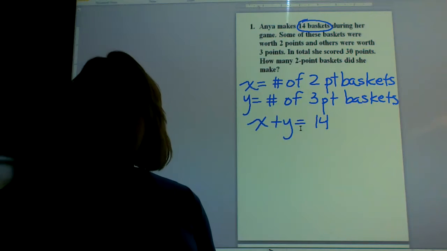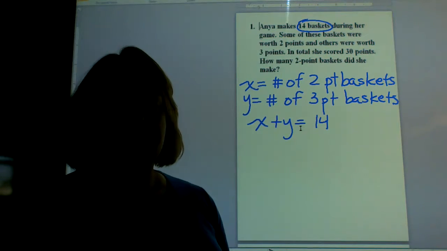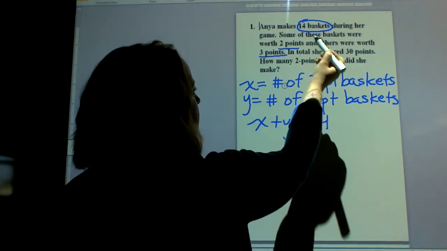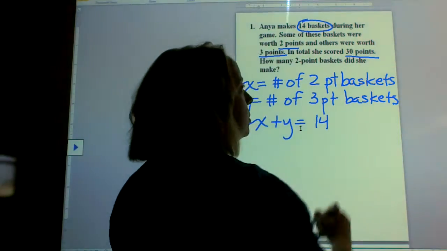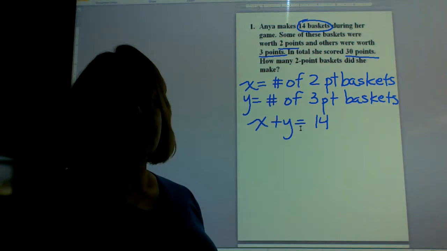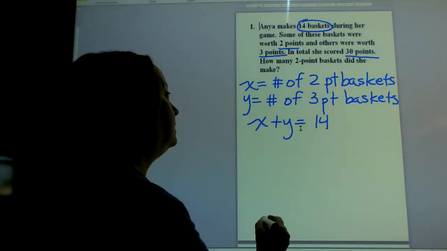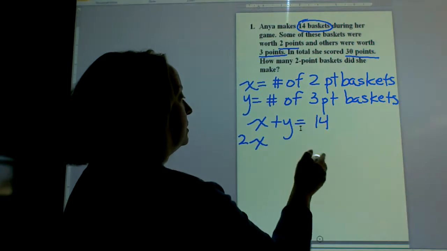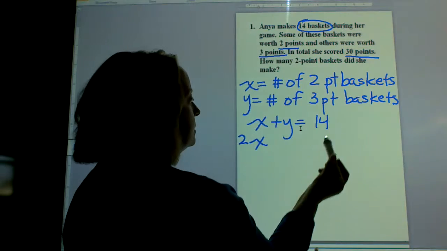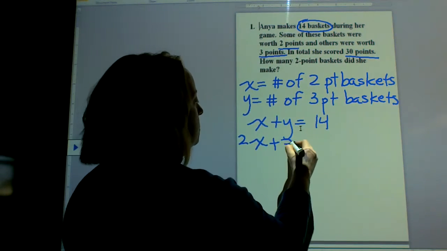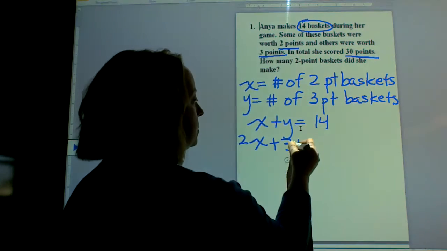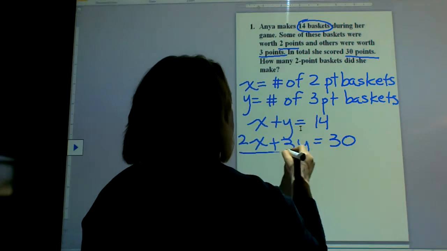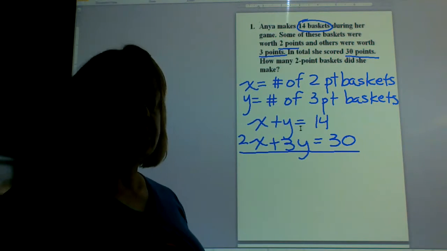So the next one deals with point value. So you have some baskets that are worth 2 points and some worth 3 points. And she scored a total of 30 points during the game. So let's write an equation with that. So the next equation will be 2x, because these baskets are worth 2 points, plus 3y, because those baskets are worth 3 points, equals a total of 30 points. So there's our 2 equations.